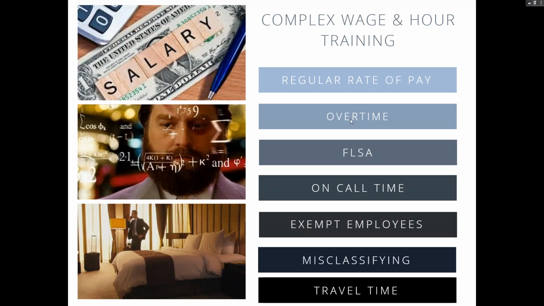Okay, we're going to cover a lot today. We're going to cover most every topic in wage and hour. In wage and hour, we're going to just focus on federal law. There's a couple things on state law that we'll breeze by, but for the most part, we're going to be talking almost entirely about federal law.